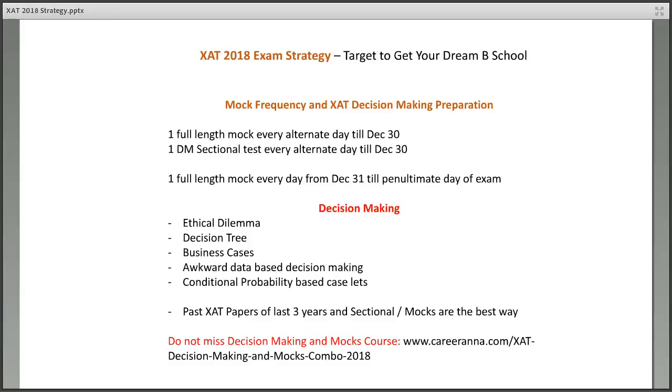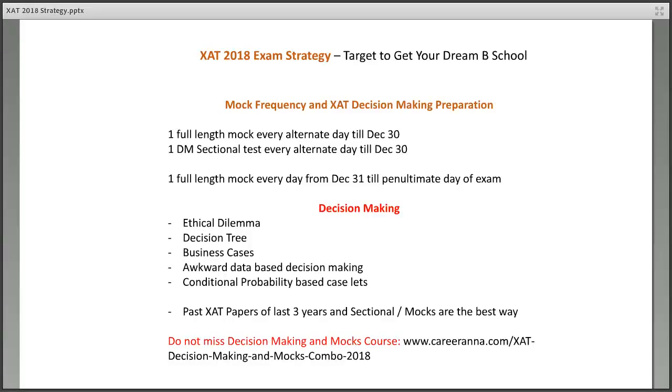What you felt in logical DI section of CAT, you may get a similar kind of a feel in decision making of XAT today. And hence, I always say, there is no good book in market to practice decision making for XAT. The best way to prepare for decision making is past XAT papers of last 3 years and a good decision making course from market.